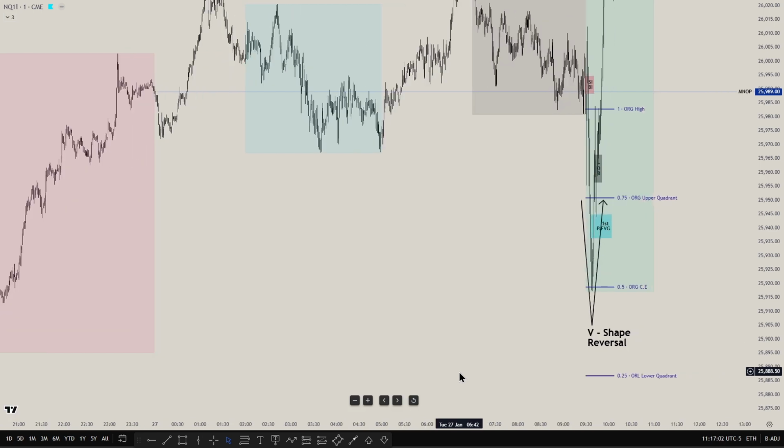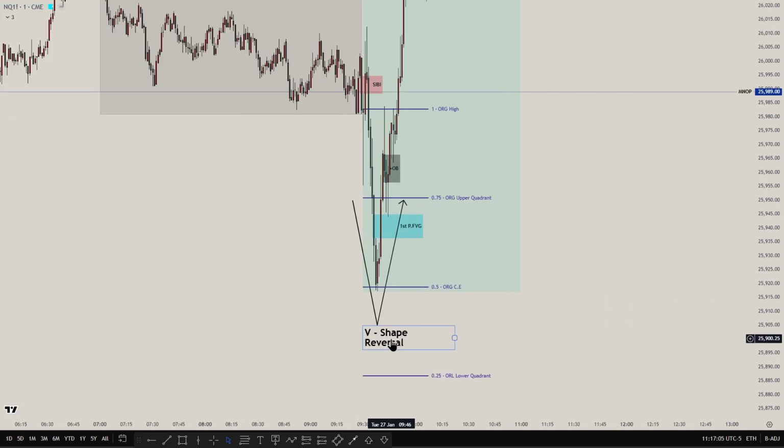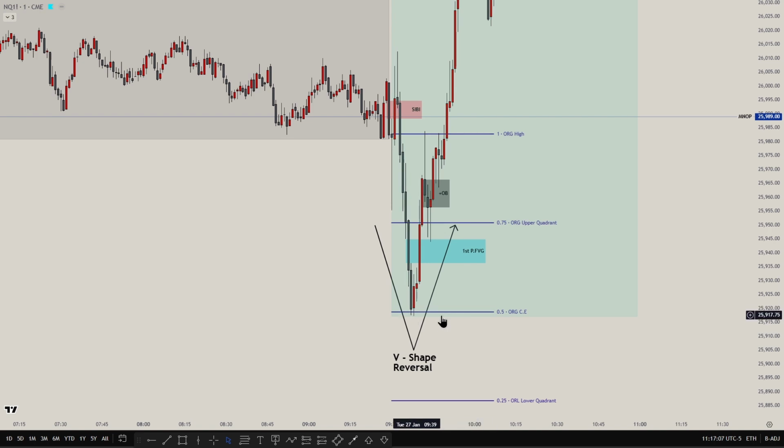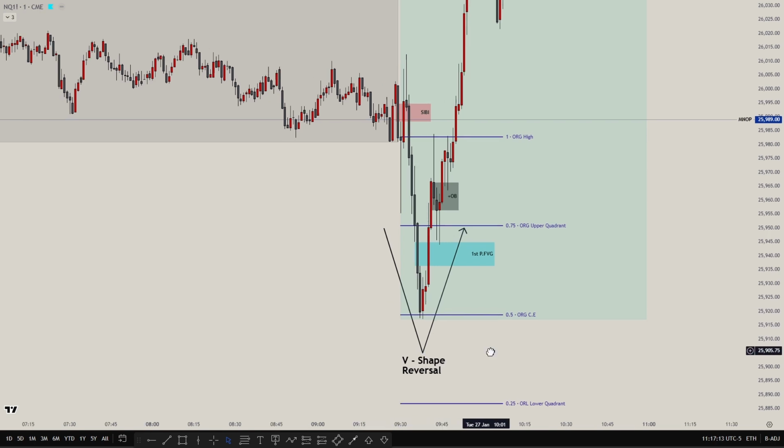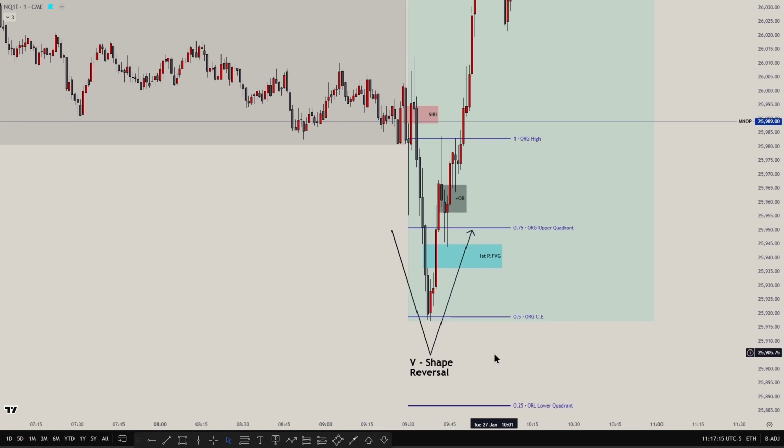But how far can it go? Obviously the Asian internal range liquidity, and then the opening range gap consequent encroachment. We mentioned this in the last episode. This itself can be a drawn liquidity, and it gives you a large amount of narrative. We mentioned it in the last slide when we said you can enter on an opening range gap quadrant. Now you wouldn't necessarily enter when it reaches this, but it gives you conviction in the trade because it starts to turn at the consequent encroachment level.